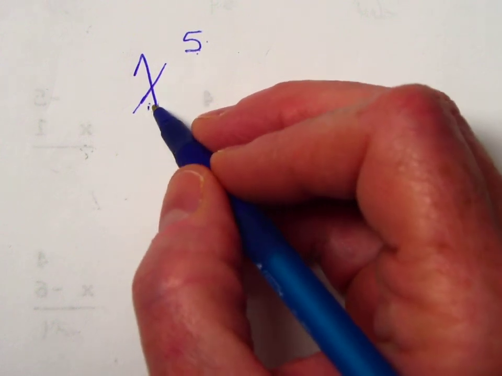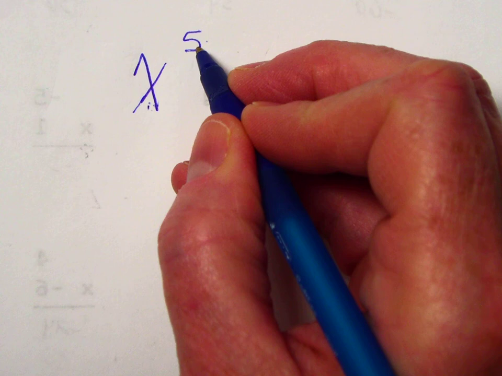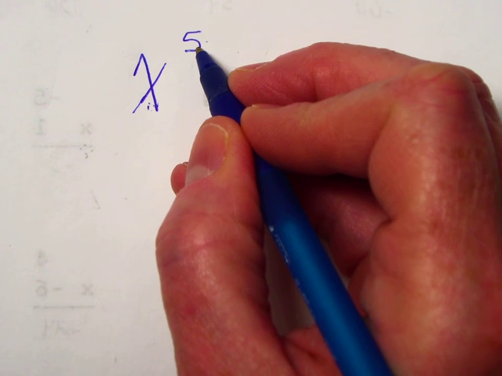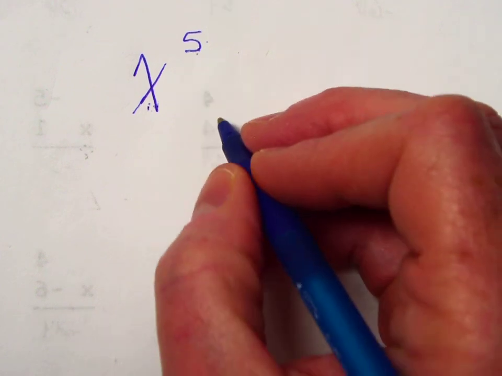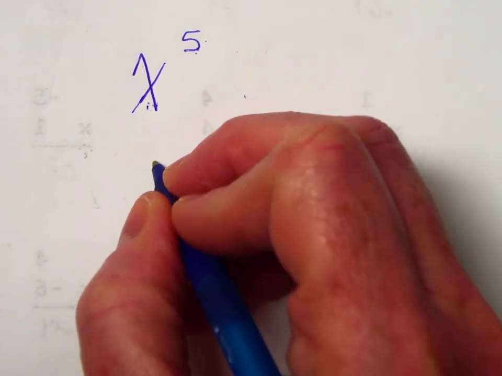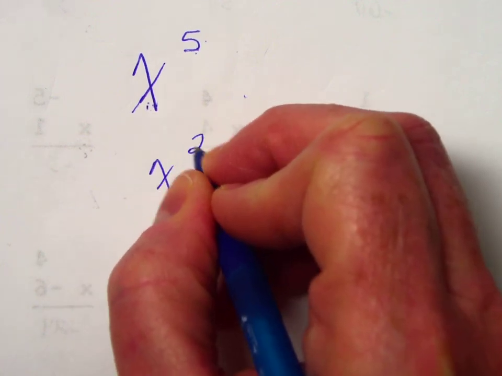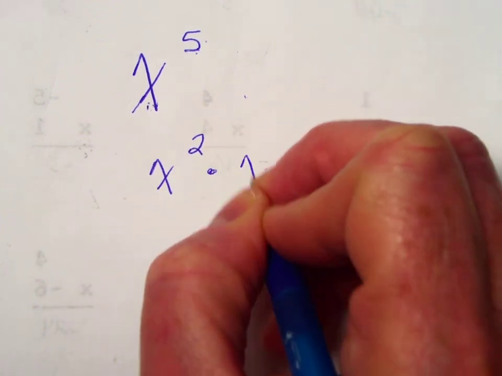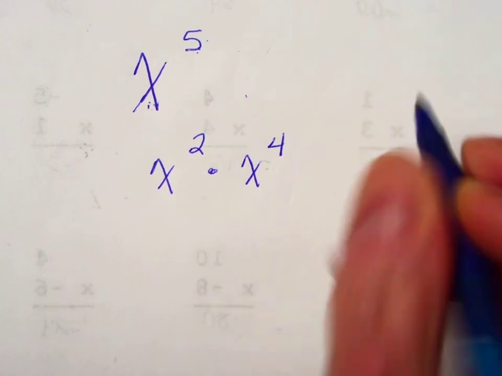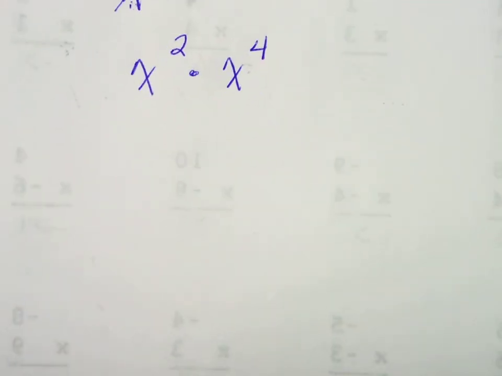So x is the base. The exponent tells you how many x's you would have to write down to multiply them all together. So suppose I had, I want to just show you something here, x to the 2nd times x to the 4th, just for fun, okay? Because, you know, it's fun.